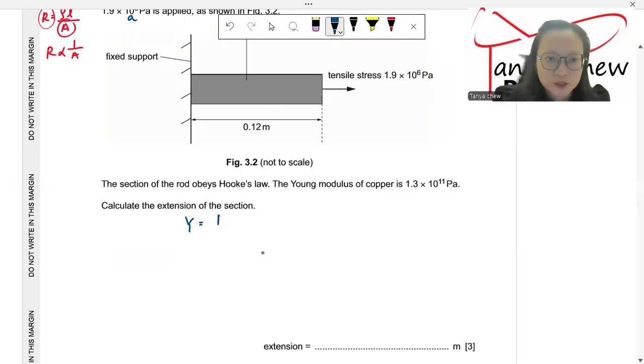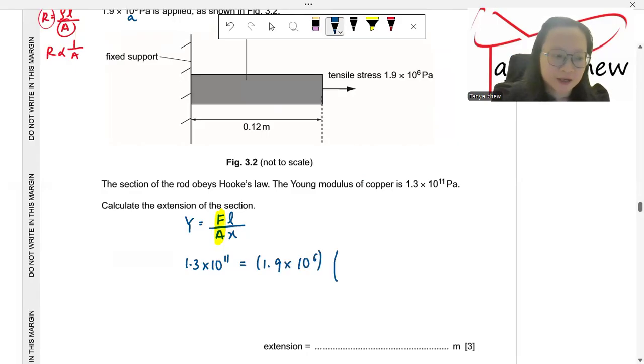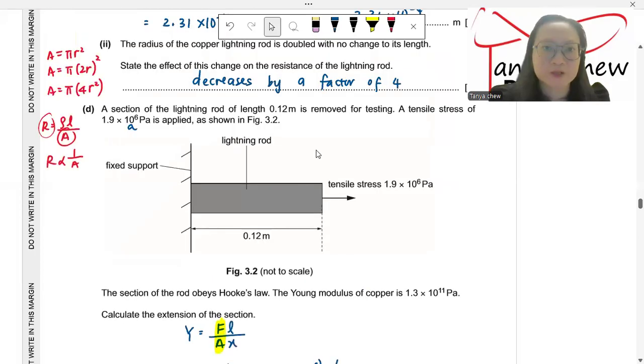Young modulus is equal to FL over AX, because stress over strain. Now F over A, stress, is being given. Young modulus is 1.3 times 10 to the power 11. Stress is given as 1.9 times 10 to the power of 6. And then length here is given as 0.12.